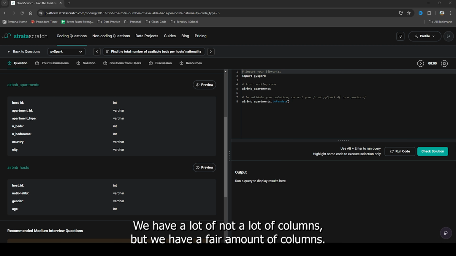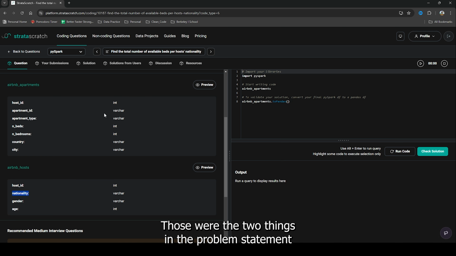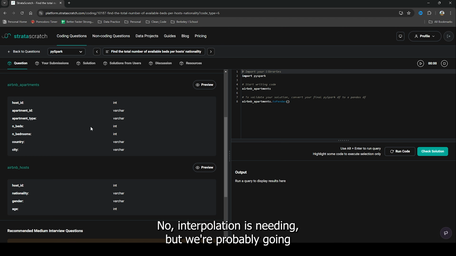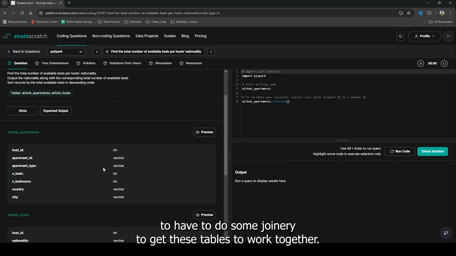We have not a lot of columns, but we have a fair amount of columns, but we do have n beds, which is nice, and we do have nationality. Those are the two things in the problem statement that I read that I was like, oh, maybe we're going to have to interpolate. No interpolation is needed, but we're probably going to have to do some joinery to get these tables to work together.